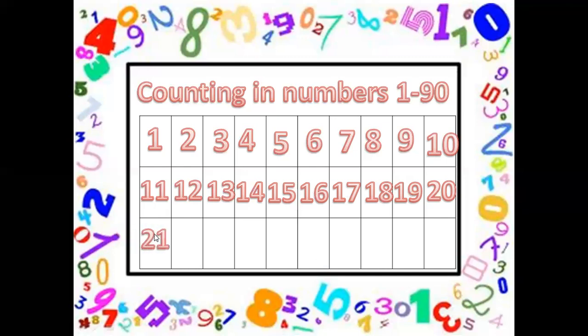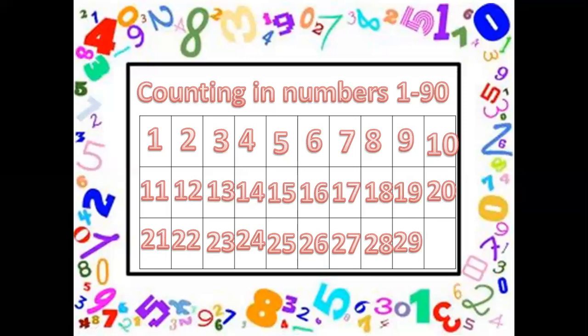Now after 20, 21, make the number 21. 22, double 2 is called 22. 23, make the number 23. 24, make the number 24. 25, make the number 25. 26, make the number 26. 27, make the number 27. 28 is called 28. 29 is called 29. 30 is called 30.